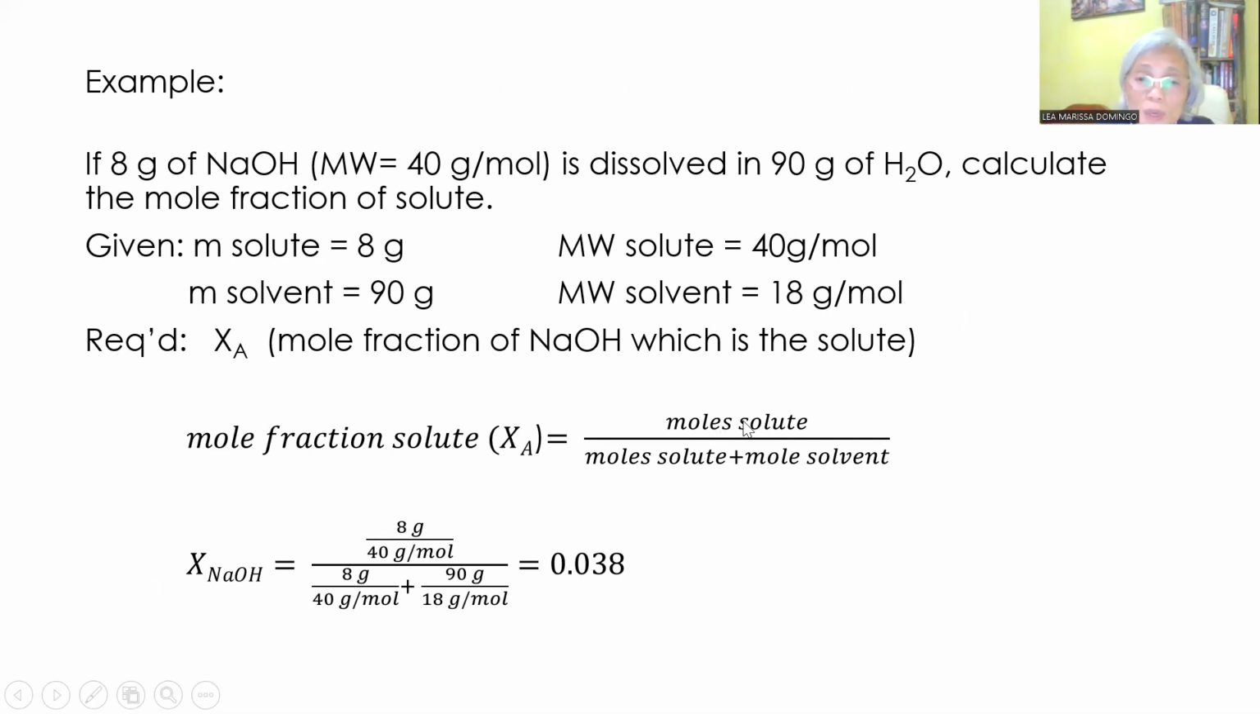X sub A, or the mole fraction of solute, is moles of solute upon moles of solute plus moles of solvent. So, the moles of solute is mass of solute divided by molecular weight. So, 8 grams divided by 40 grams. Then the solvent, 90 grams divided by 18 grams. So, the units will cancel out. So, grams, grams, none. Only mole over mole remains. So, mole fraction has no unit. So, we have 0.038. That's the mole fraction of the solute.